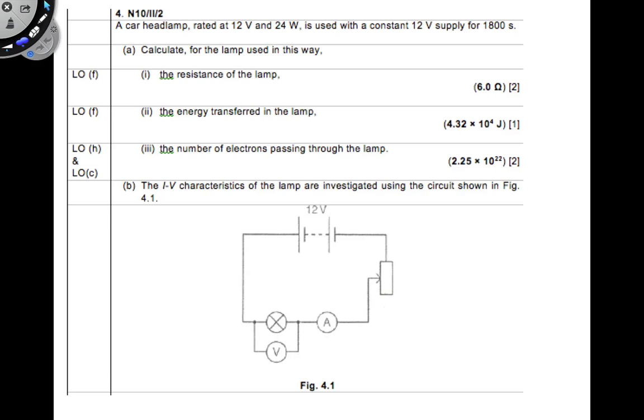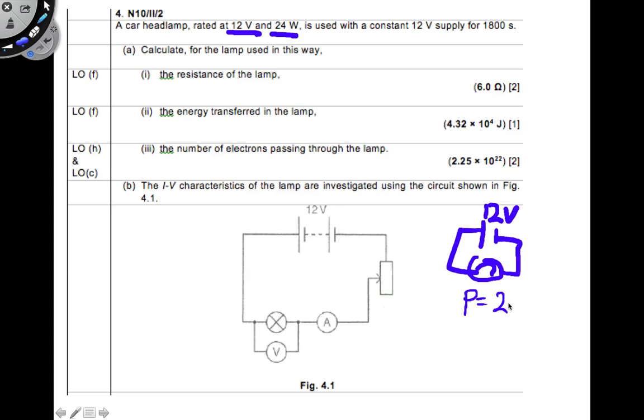Take note that when you have a lamp rated at 12 volts and 24 watts, this 24 watts is the power that you have when you provide it with a 12 volt source. So essentially, if I connect this 12 volt battery to this headlamp and supply it with 12 volts, this light will give me 24 watts worth of power. This is what I'm trying to say. So let's look at the first part.